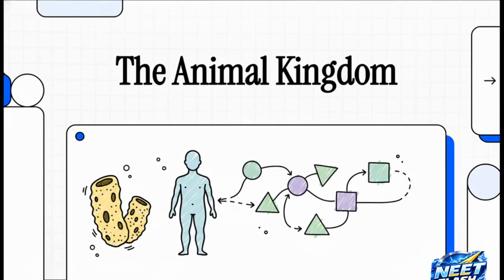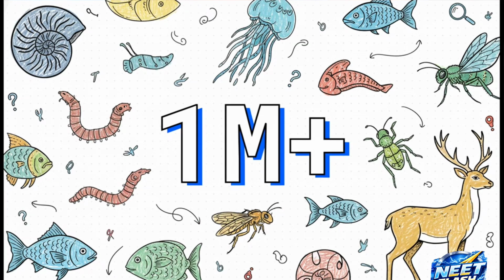All right, welcome everyone. Today we're going to go on a pretty epic journey through the animal kingdom. From the absolute simplest sponge all the way to, well, us, we're going to uncover the fundamental blueprints that connect every single animal on Earth. So to start, let's just talk about the sheer scale of what we're dealing with.